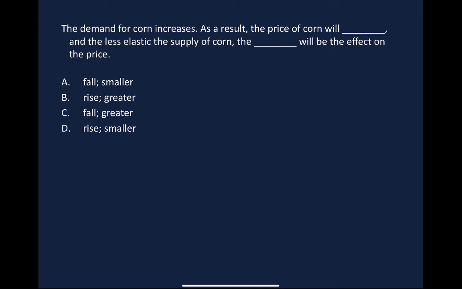The demand for corn increases. As a result, the price of corn will blank, and the less elastic the supply of corn, the blank will be the effect on the price. This is slide 15 in the slide deck. Let's go ahead and draw a graph to help analyze this.